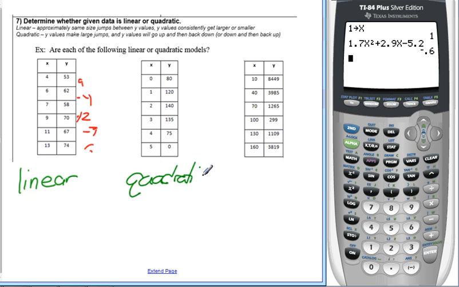And this third one, I'm going up by 30. And my y values jump hugely down here. My y goes down by thousands, and then it goes down by less thousands, and then it only goes down by hundreds, and then it goes back up. So again, it's got big jumps down, big jumps up. It's quadratic.